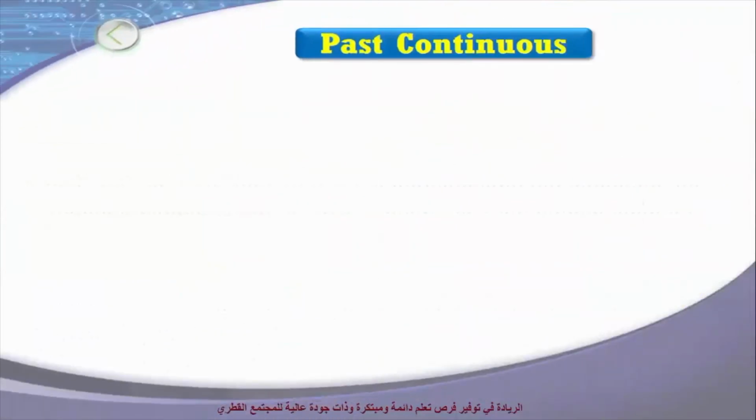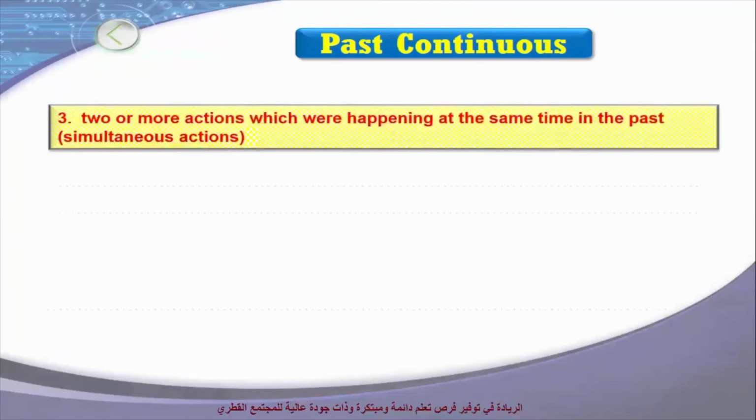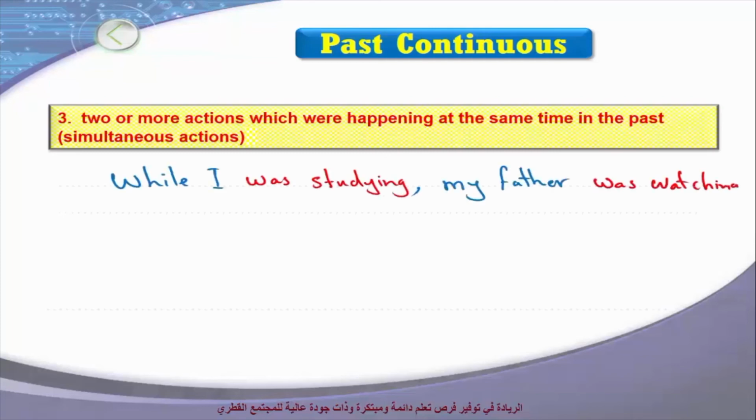The third usage for the past continuous is to express two or more actions which were happening at the same time in the past. Look at the example. While I was studying, my father was watching TV. Is there any kind of interruption? Of course not. So I was studying, and at the same time my father was watching TV.